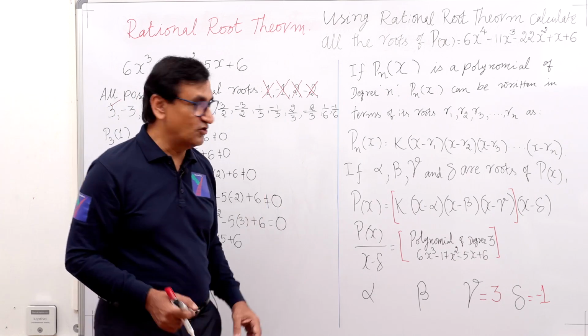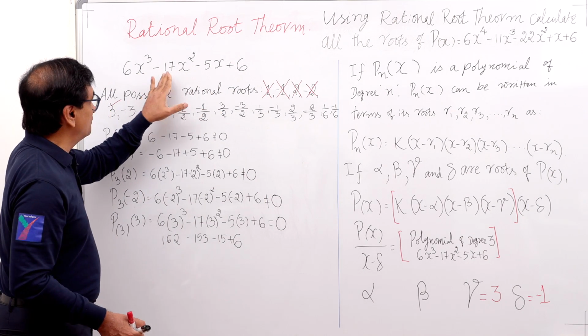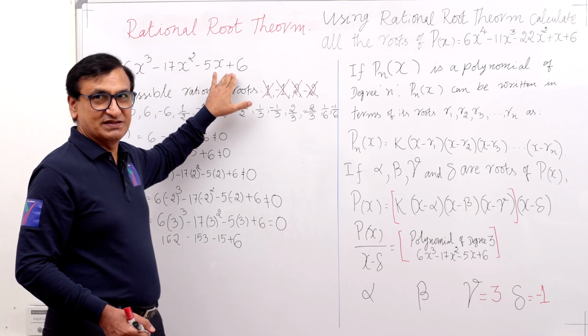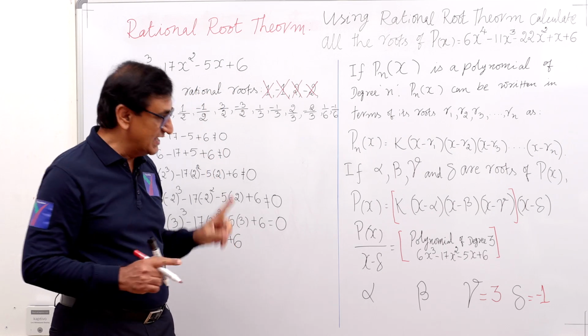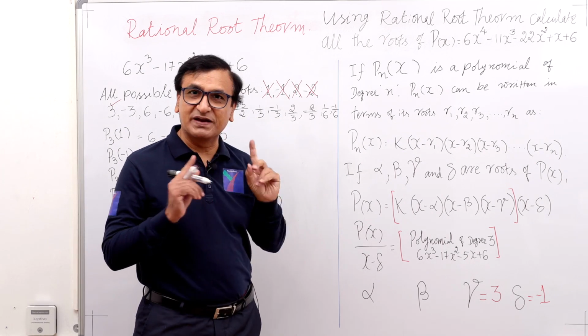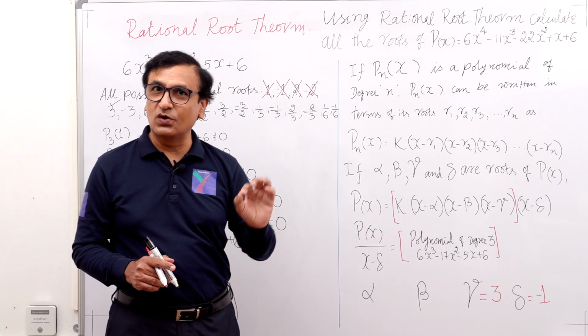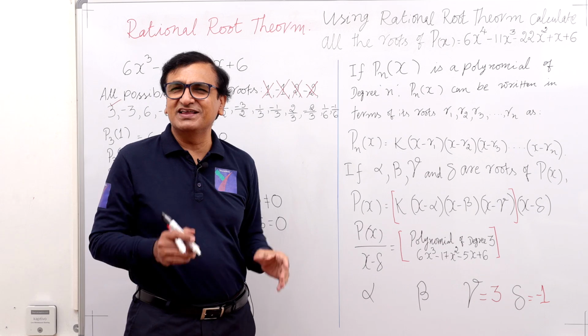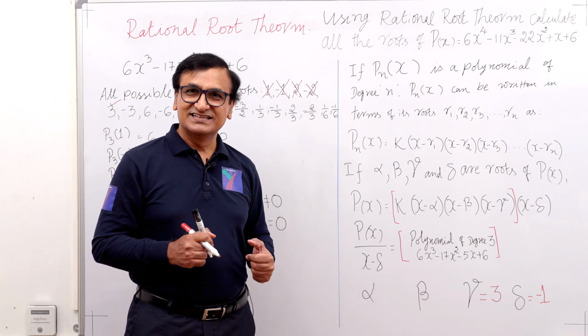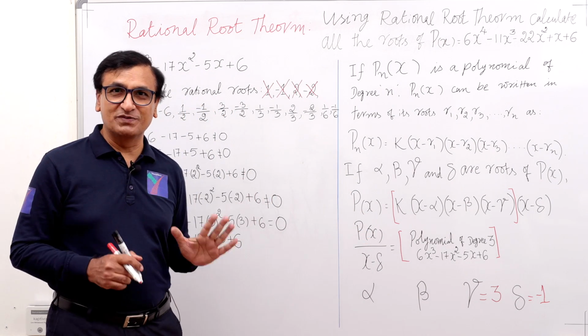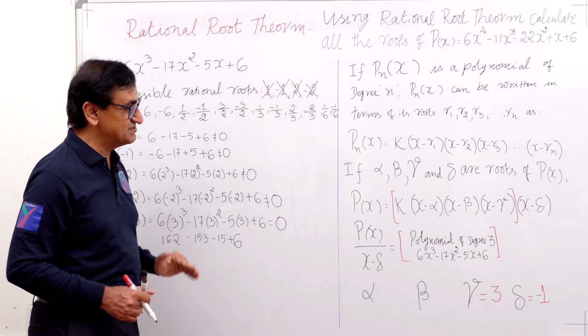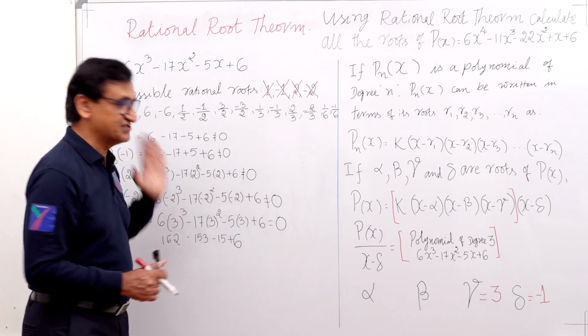So our cubic polynomial 6x cubed minus 17x square minus 5x plus 6 is divisible by x minus gamma, which is x minus 3. So if I divide this by x minus 3, I'll get a quadratic. And quadratic is very easy to solve, correct? So let's do our next polynomial long division, that is divide this by x minus 3 in a fresh screen.